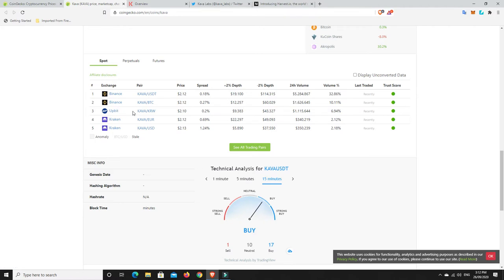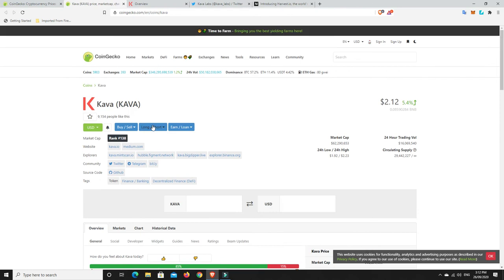Now, KAVA is not in the top 100 at the moment. I think it crept into about 99 or 97 at some point. I think it's currently at about number 138. I can't see exactly where it is on here. There we go, 138. So it's outside of the top 100. And coins that you pick up from outside of the top 100 generally have a fair bit of potential to the upside if they do well. Again, you've got to do your own research, but I like KAVA.